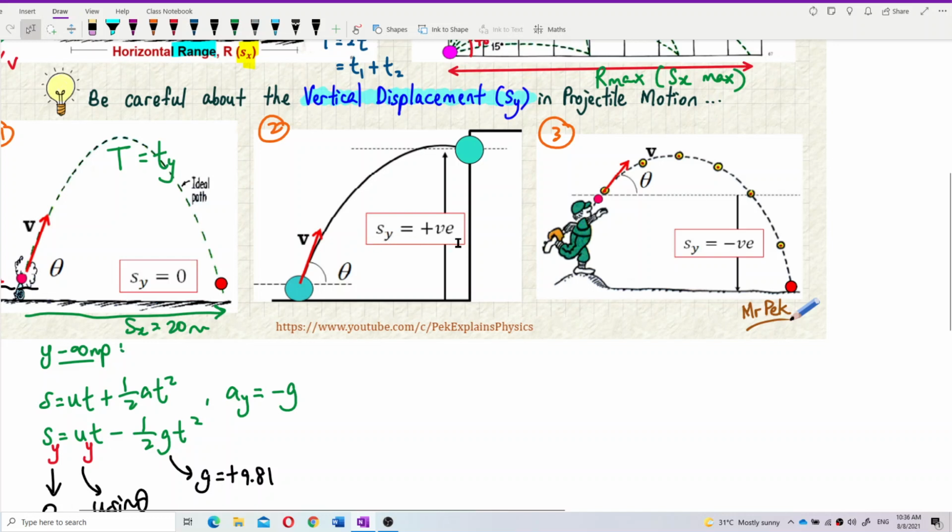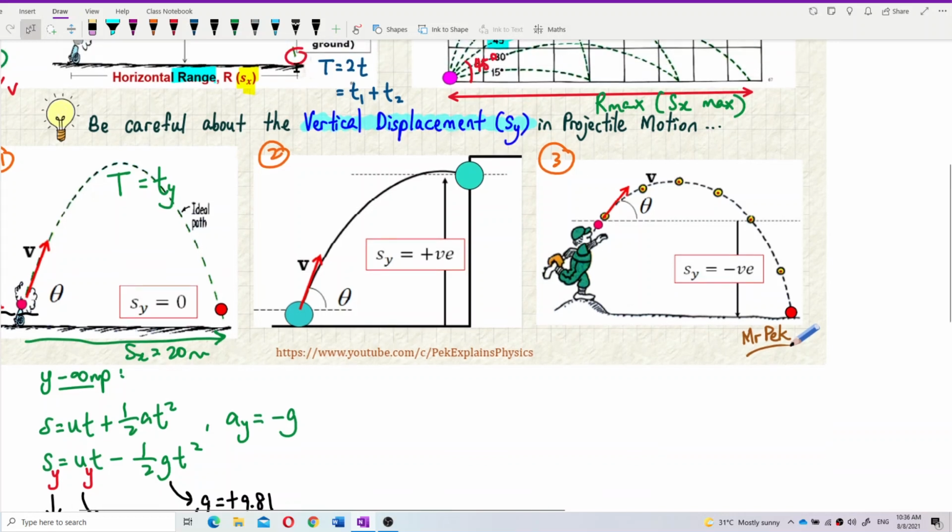Sy is positive. Actually, what is meant by displacement again? Talking about distance and displacement, I hope you are already clear. Distance is the total path taken.